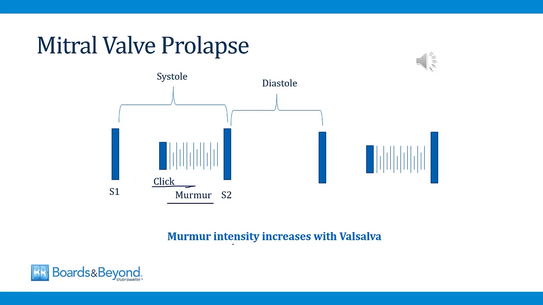One exception to that rule of thumb is the murmur of mitral valve prolapse. In general, the intensity of the murmur increases with Valsalva, and this is very unusual. Only 2 murmurs get louder with Valsalva. Those are the murmur of mitral valve prolapse and also the murmur associated with hypertrophic cardiomyopathy. And that concludes our module on heart sounds.